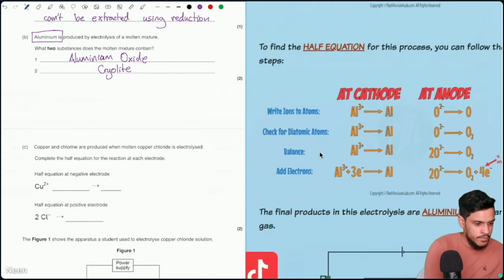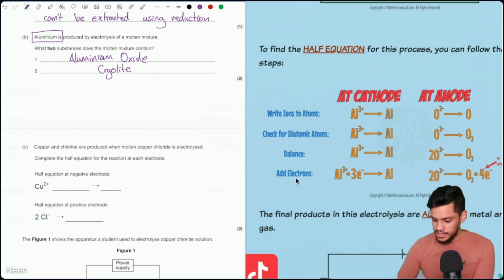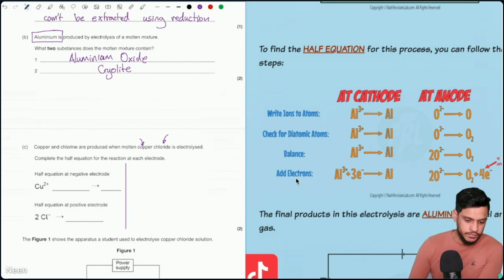Okay, so look here on the website, we've got 4 steps. You want to write the ions going to the atoms. Then you want to check for any diatomic atoms. Then you want to balance, and then you want to add electrons. So yes, they've given you half of it. Let's assume they haven't, and we just want to write the half equations from scratch for copper and chlorine. Like I said, this is probably the hardest part of chemistry paper 1. So first of all, write the ions to atoms.